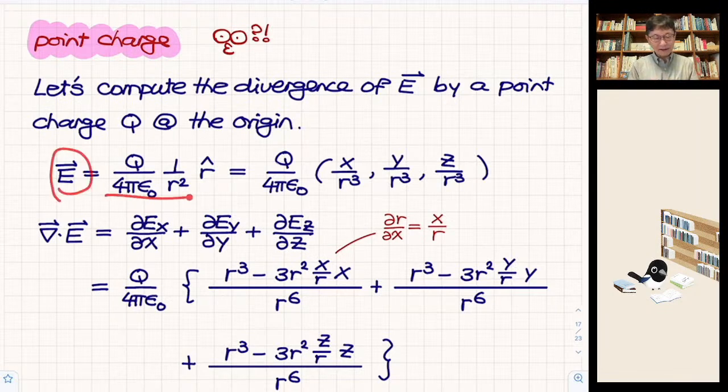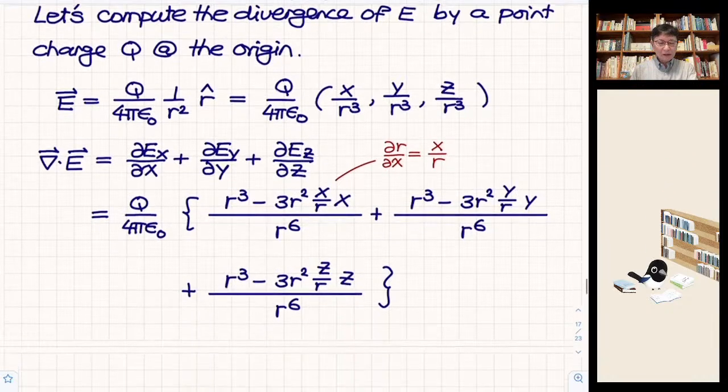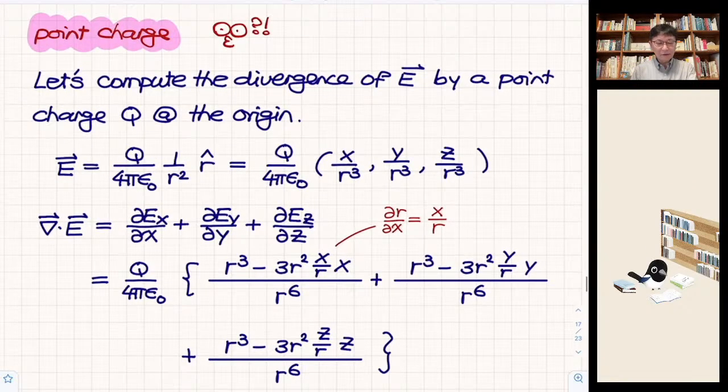So the electric field is Q divided by 4 pi epsilon naught, 1 over r squared in the r hat direction, or you can write it down as a constant times x divided by r cubed, y divided by r cubed, and z divided by r cubed. That is relatively simple. And so computing the divergence of the electric field is relatively straightforward. It's taking the partial derivatives with respect to x, and the same thing for y and z.